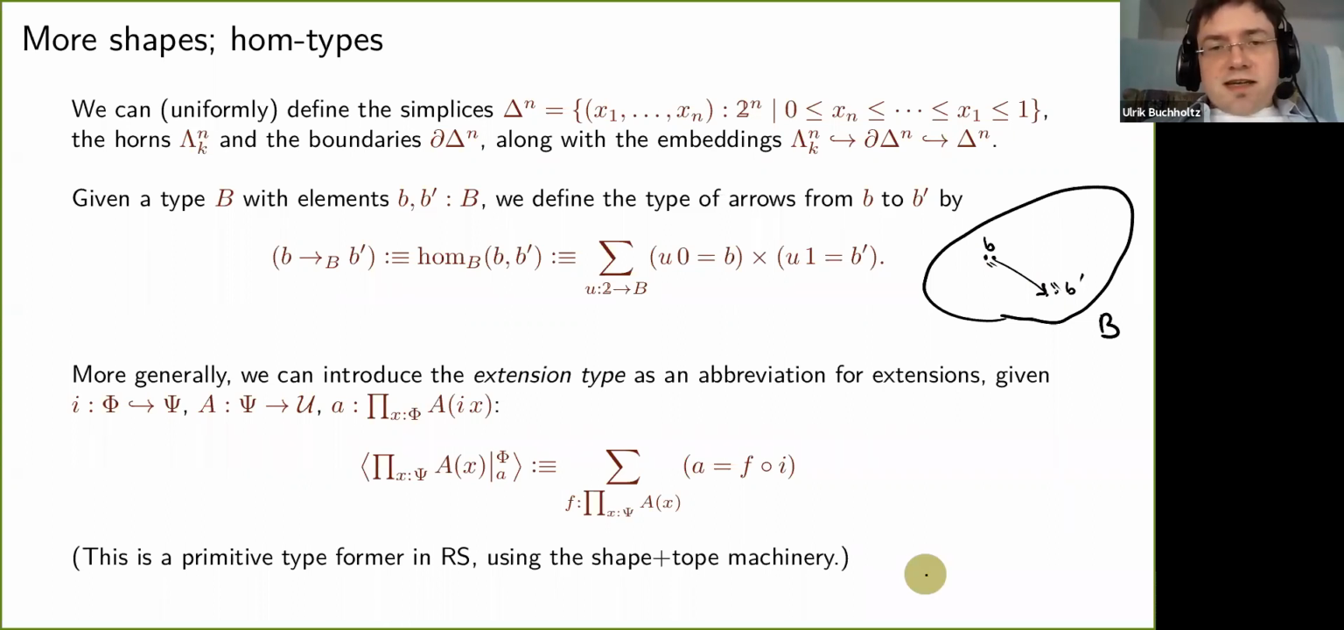This is a special case of an extension type, which is something that has a strict structure as a primitive type former in the Riehl–Shulman paper, but you could also just define it for any map and a type family. So let's maybe draw it like this.